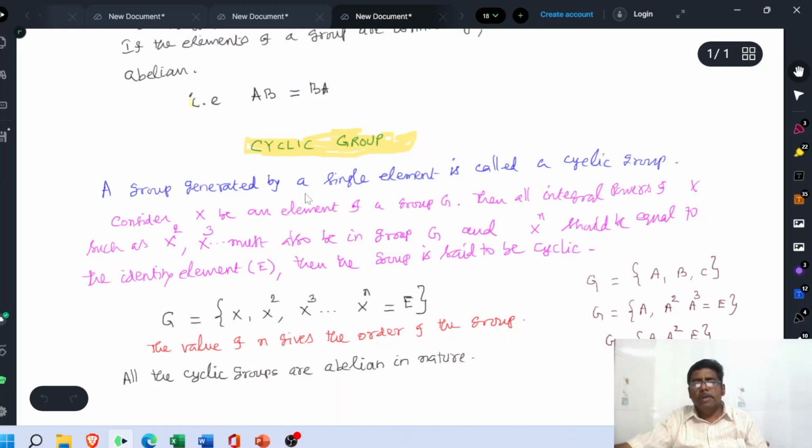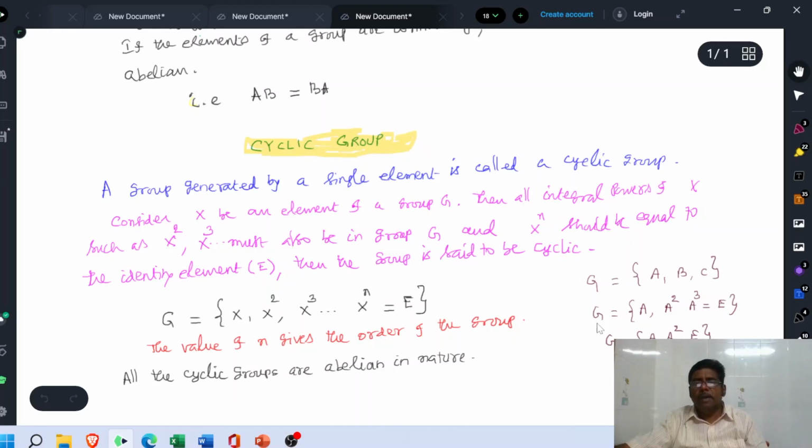A group generated by a single element is called a cyclic group. Consider X an element of a group G, then all integral powers of X such as X square, X cube must also be in group G, and X power n should be equal to the identity element E. Then the group is said to be cyclic. Here the value of n gives the order of the group.